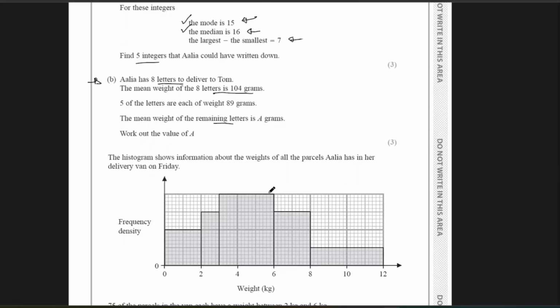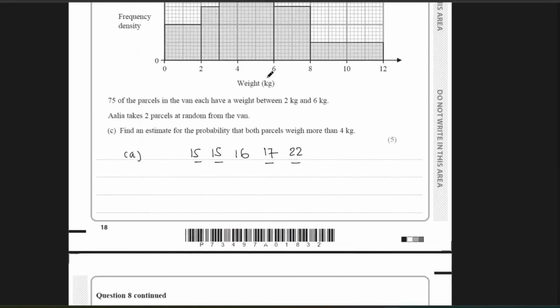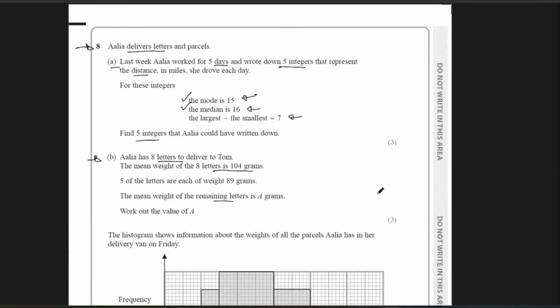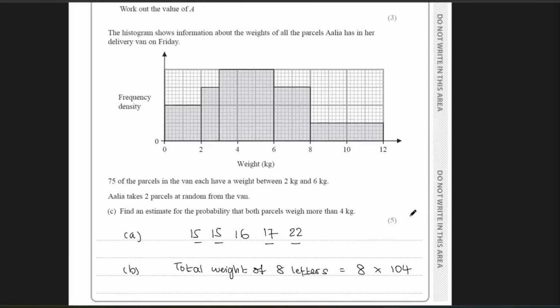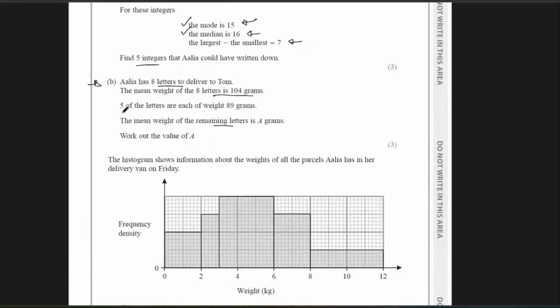First of all, we can calculate the total weight of 8 letters. So how do we calculate this? We will multiply 8 with the mean weight. The mean weight is 104 grams. So 8 times 104 will give us the total weight of 8 letters. But there's another way to calculate the total weight of 8 letters. It is divided into 5 letters having a weight of 89 grams.